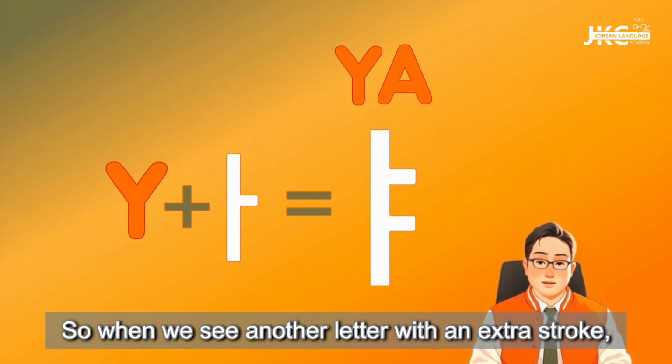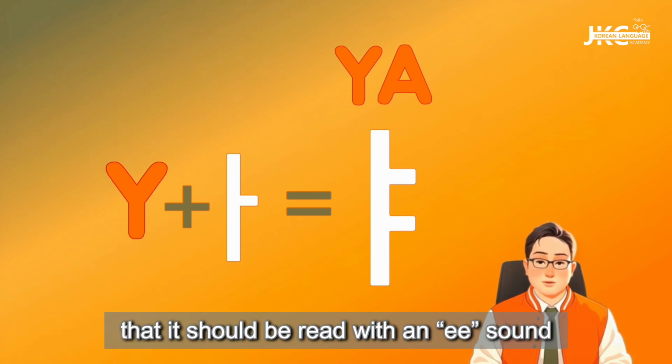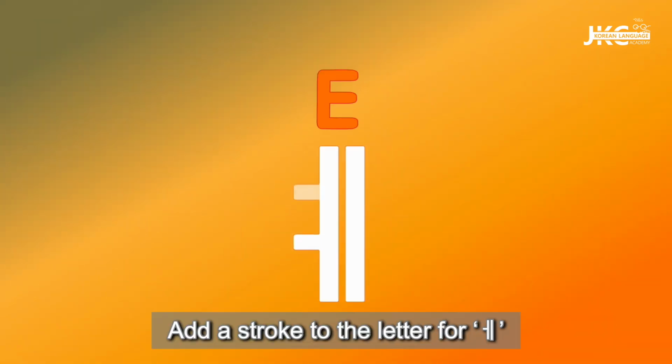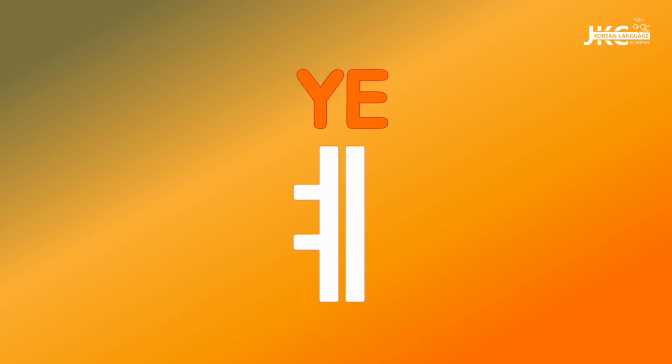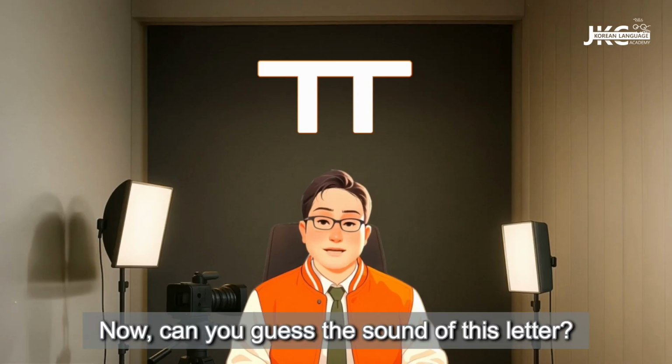So when we see another letter with an extra stroke, we can easily guess that it should be read with an E sound added at the beginning. Like this. Add a stroke to the letter for E, and it becomes Ye. Add a stroke to the letter for O, and it becomes Yo. Now, can you guess the sound of this letter?